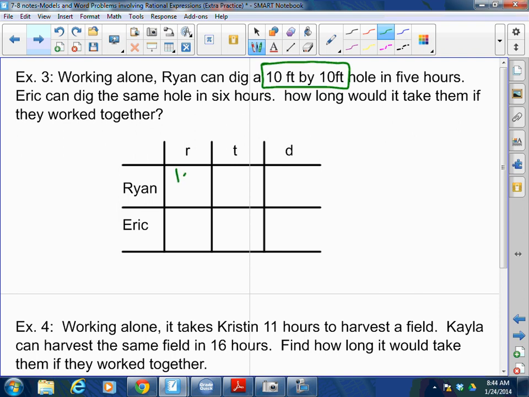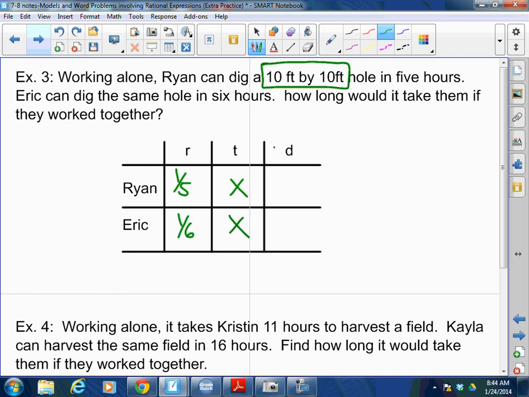So 1/5 of the job is done every hour. Eric can dig the same hole in 6 hours. So 1/6 of the job is done in 1 hour. How long would it take them if they work together? What's the time x when they work together?